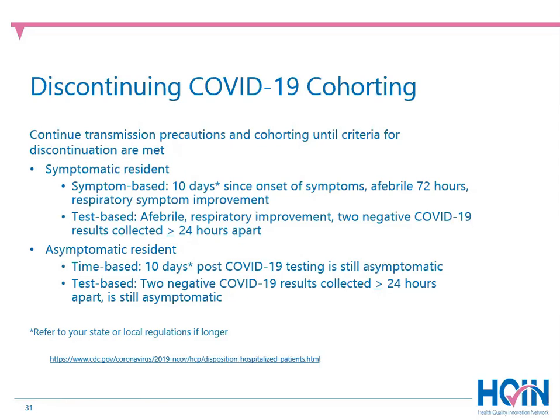You would want to continue transmission precautions and cohorting for all symptomatic and asymptomatic COVID-19 positive residents until criteria for discontinuation is met. The criteria on this slide are the CDC recommended strategies for discontinuation of precautions for symptomatic and asymptomatic residents. It's important to remember that if your state or local regulations are stricter and include a longer duration, you must follow those stricter regulations. If a symptomatic resident declines or is unable to be tested, you would continue transmission-based precautions until symptom-based criteria are met.